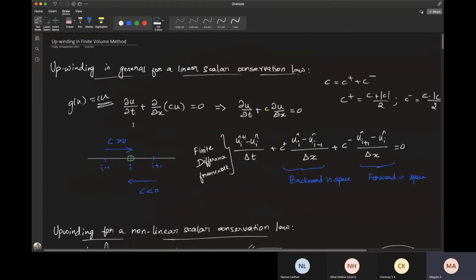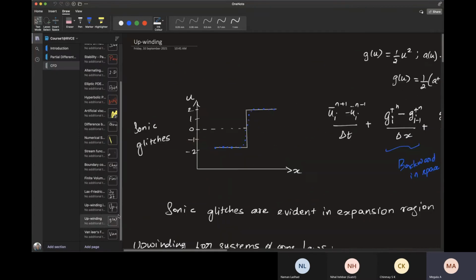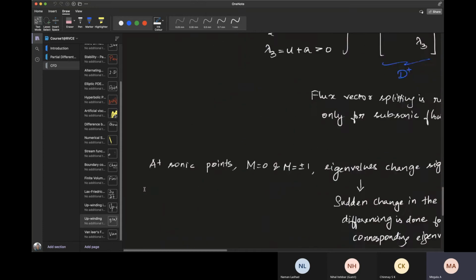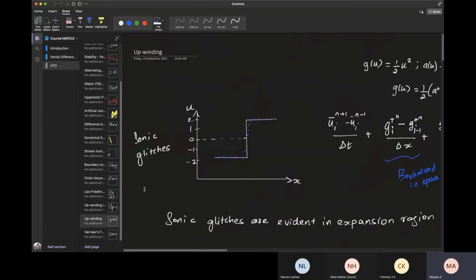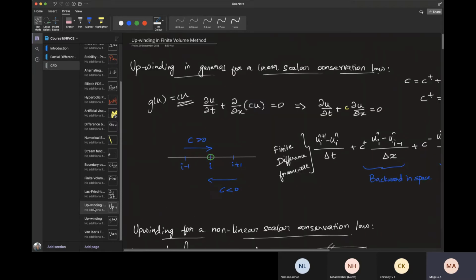Okay. So I think we have done upwinding. We'll move to the further part next time. In the next class, we'll see Steger-Warming flux vector splitting and Van Leer's flux vector splitting methods. So this is the essential gist of upwinding.